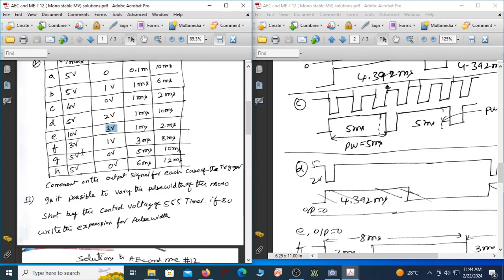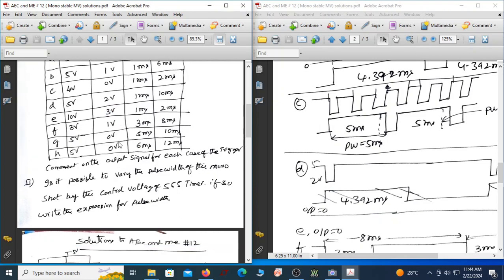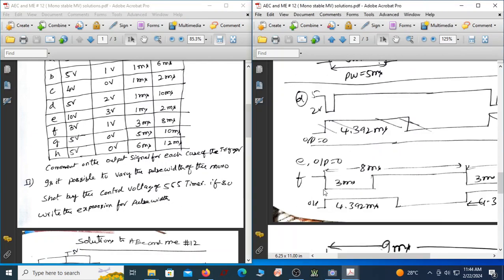Then you see F. In F, we have the maximum as 3, but the minimum is 1 volt. As long as the maximum is more than VTL, it is fine, and the minimum is less than VTL, this is also fine. What is your off time? Off time is 3 millisecond, and the period is 8 millisecond. Let us see what happens. This is actually 1 volt and 3 volts, so output is going to the quasi-stable state. It remains high for 4.392 millisecond, comes down, and again goes high after 8 millisecond, that is after you get the next trigger signal. So this is perfectly fine, even though this is 3 and 1 volt.